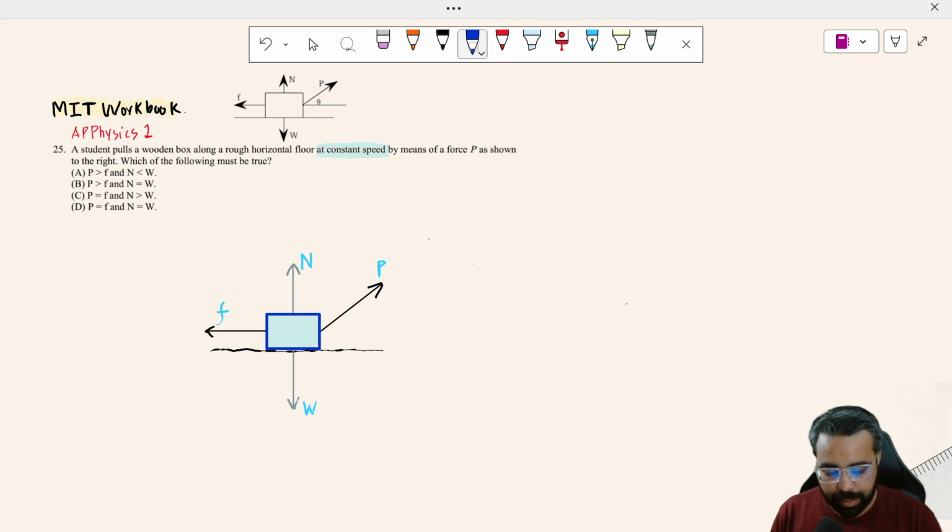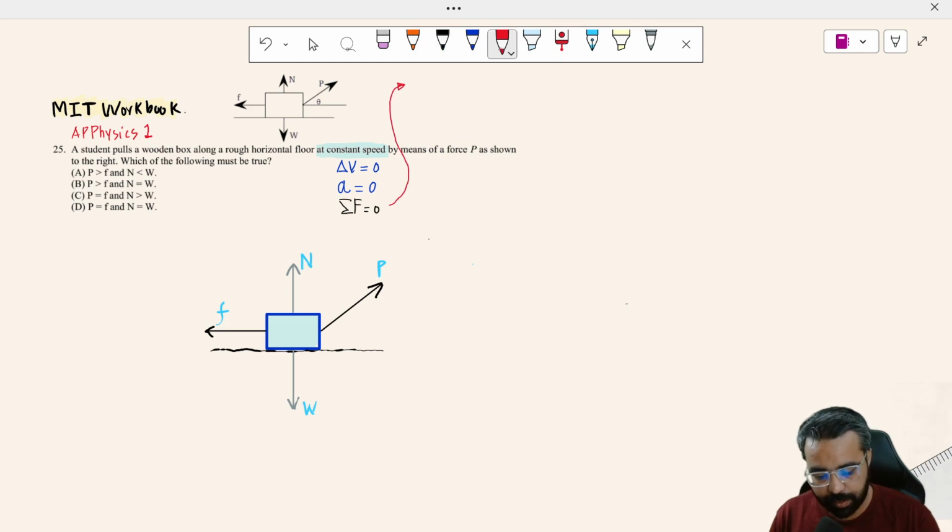All right, so that means there's no change in the magnitude of the velocity. It means that it is not accelerating, which means that the sum of all forces, the resultant force, must be zero. And when we say that the sum of all forces is zero, it means that not only are the forces along the x-axis, or horizontal forces, balanced, but the forces along the vertical axis are also balanced.